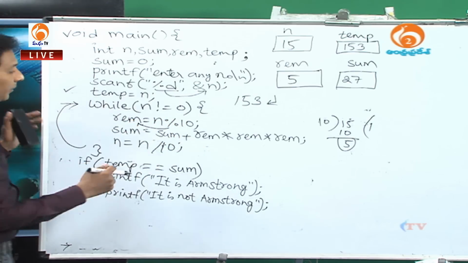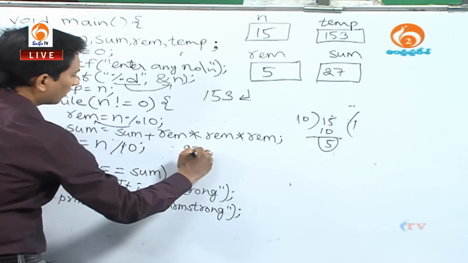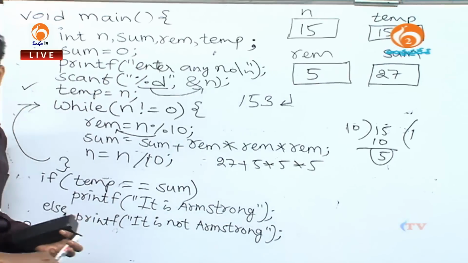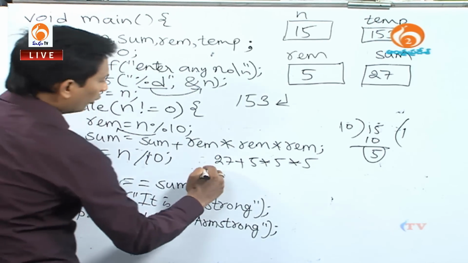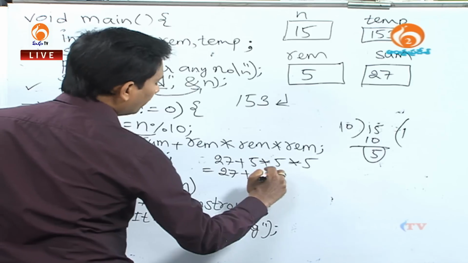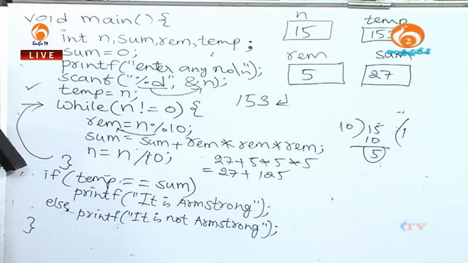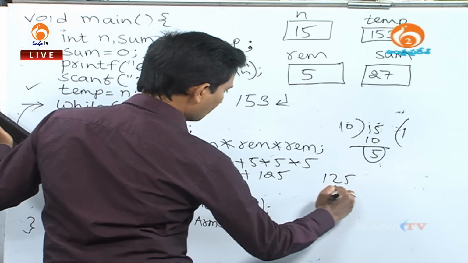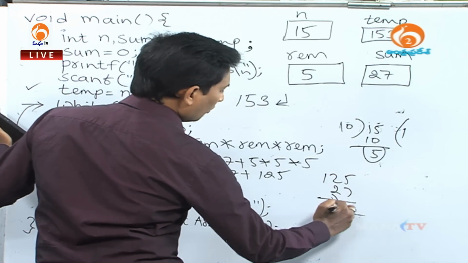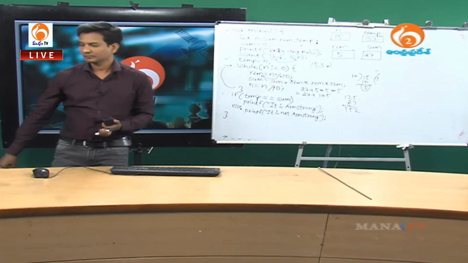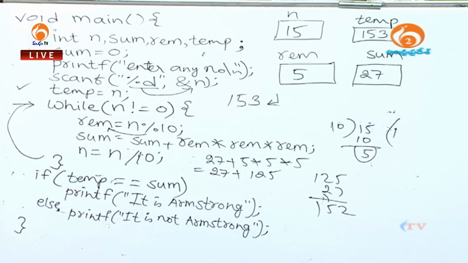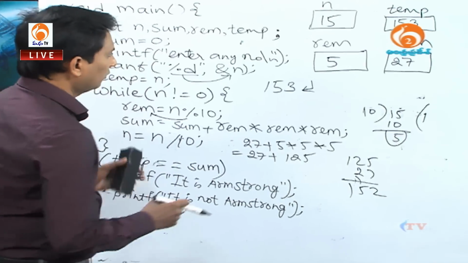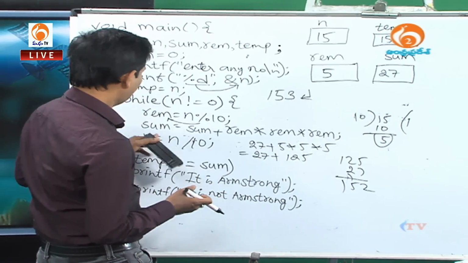Sum equal to sum plus remainder cube. Sum means what here? 27 plus remainder cube. 5 into 5 into 5. 27 plus 125. How much we will get? 152. 152 is stored into sum.